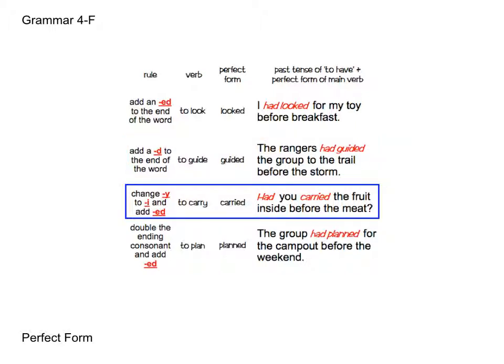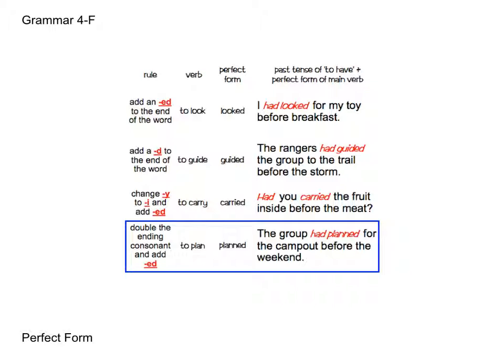So now we can also change a Y to an I and add an ED. So our verb example is to carry, which becomes carried. Had you carried the fruit inside before the meat? And lastly, sometimes you may double the consonant and then add ed. So in this instance, we're using the verb to plan, becomes planned with two Ns. The group had planned for the camp out before the weekend.